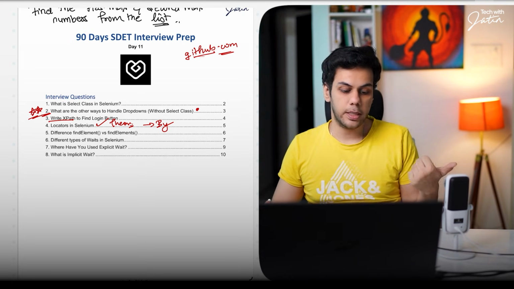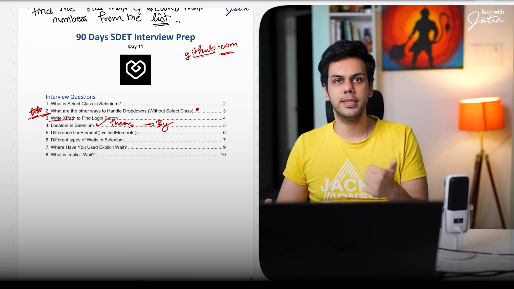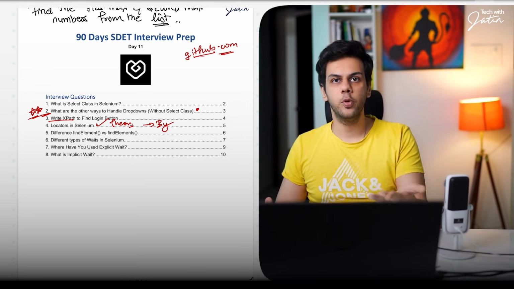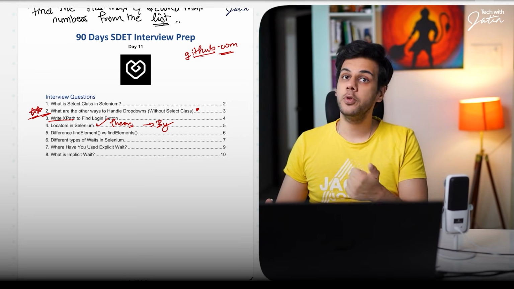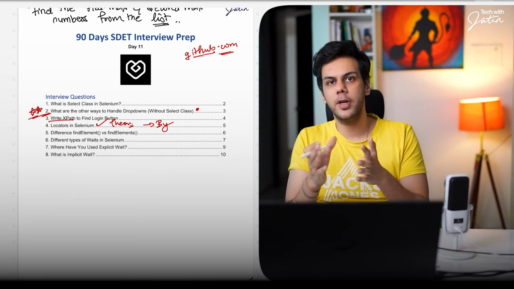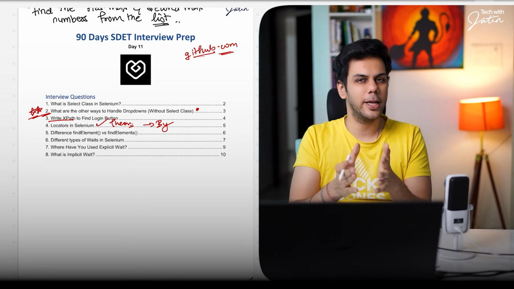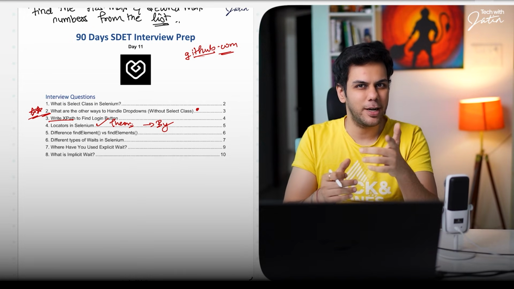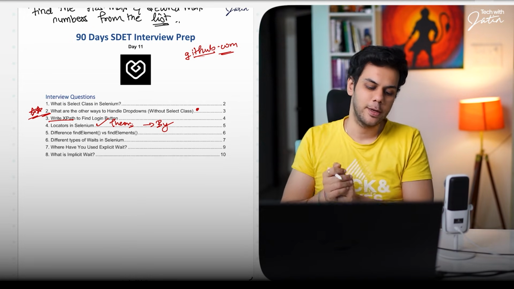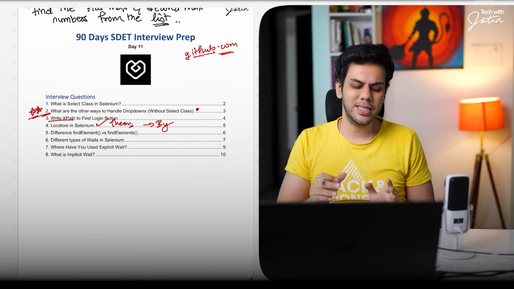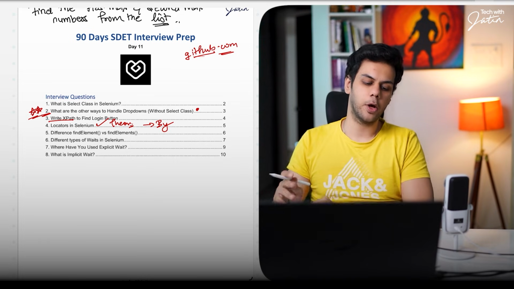Difference between the different types of wait. Okay, implicit wait, explicit wait, fluent wait. Have you used explicit wait? Where have we used it in the automation framework? If you have studied a little bit of Selenium WebDriver with me, browser utility class, over there I have used it. And what is implicit wait? So these are the questions that we will be covering now.